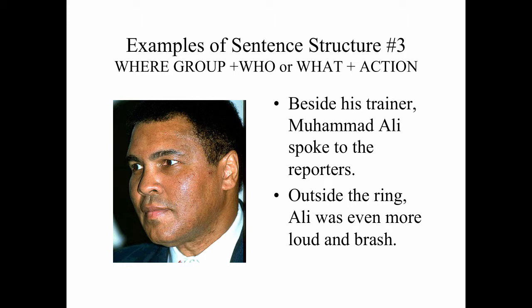All right, so here are my example sentences. Beside his trainer, comma, Muhammad Ali spoke to the reporters. So where did he speak to the reporters? Beside his trainer. Outside the ring, comma, Ali was even more loud and brash. Where was he more loud and brash? Outside the ring. So the sentence begins with a where group, and it's followed with a comma.